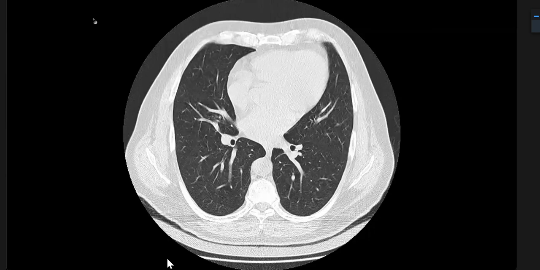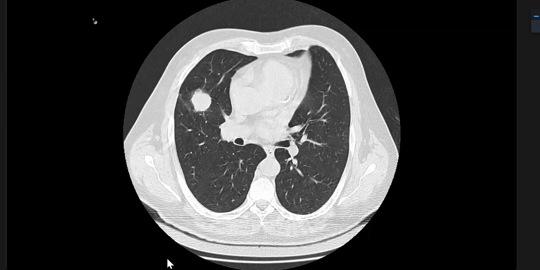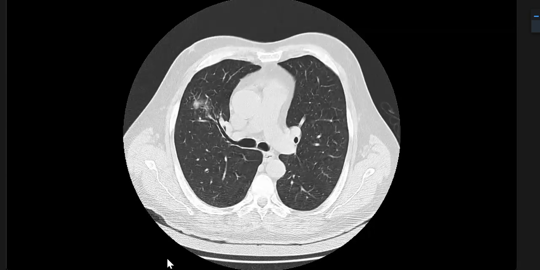What are you going to do next? Also change to the mediastinal window to assess if there are any associated mediastinal or hilar lymph nodes. I can't see anything clear here in the lung window, but usually in my routine practice I change to the mediastinal window, or also change to the bone window to rule out any bone metastasis or destructive lesion.